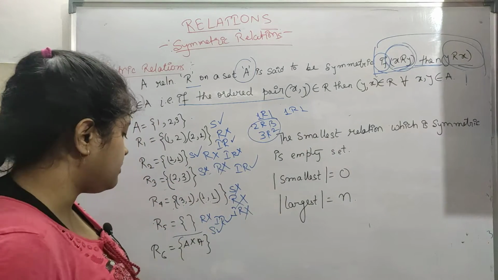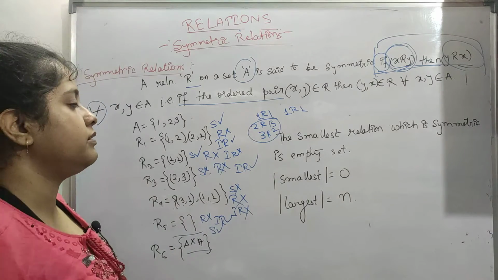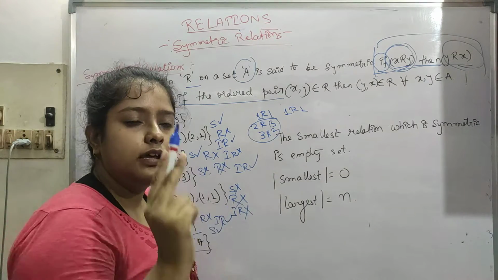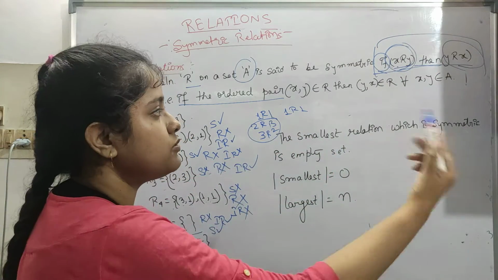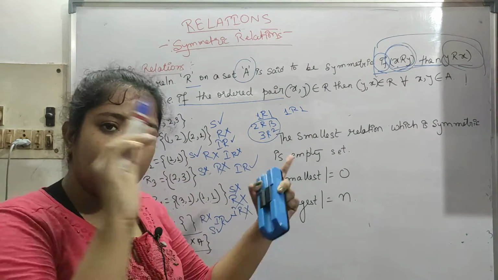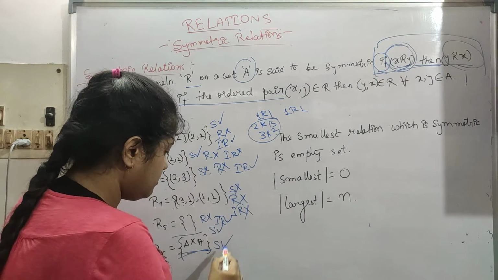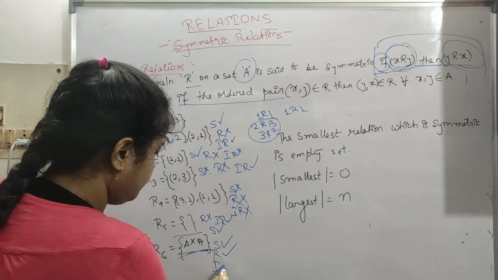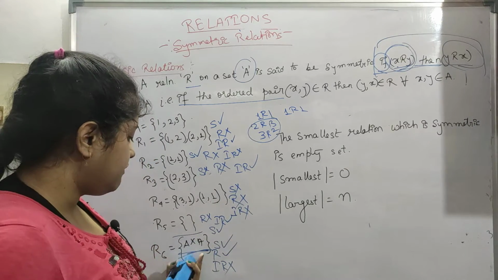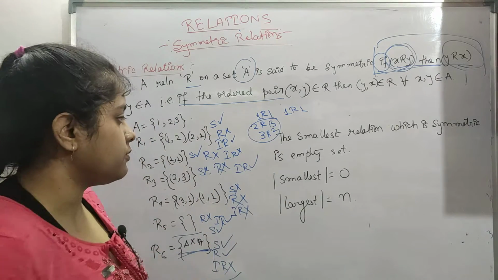So it is symmetric. Number 6 is the largest, A into A. Everything will be present. If it is related to Y, then obviously the opposite one will be present, because it is the whole thing. A into A is the whole thing. So it is symmetric. Reflexive will be there because it's the largest, and irreflexive will not be possible because everything is present. So 1 1, 2 2, 3 3 will be present. So irreflexive is not possible.